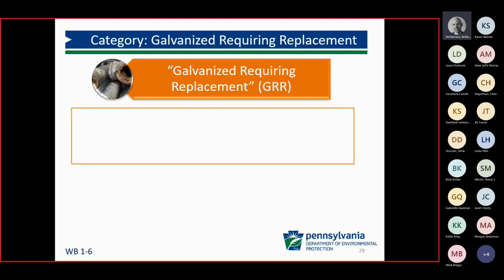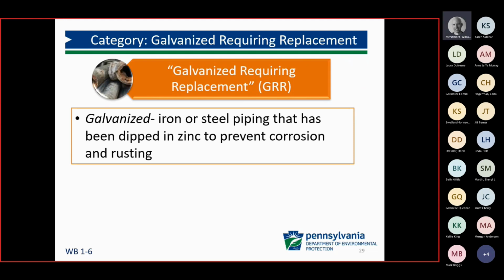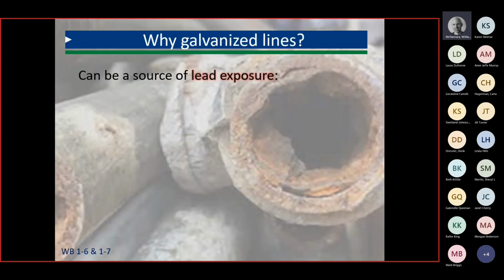All right, the next one is galvanized requiring replacement. This one isn't quite as straightforward as lead. So before we talk about which galvanized lines need to be replaced, first I want to talk about what a galvanized line is. A galvanized line is an iron or steel pipe that's been dipped in zinc to prevent corrosion and rusting. So why do we care about them when it comes to lead service lines and inventories?